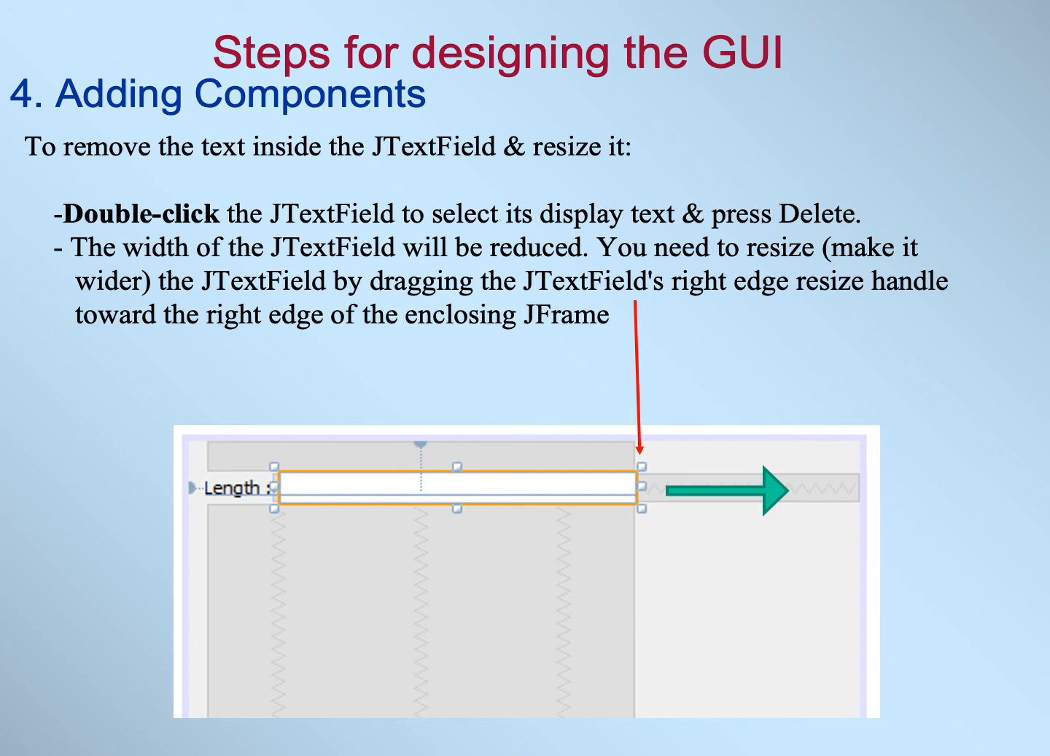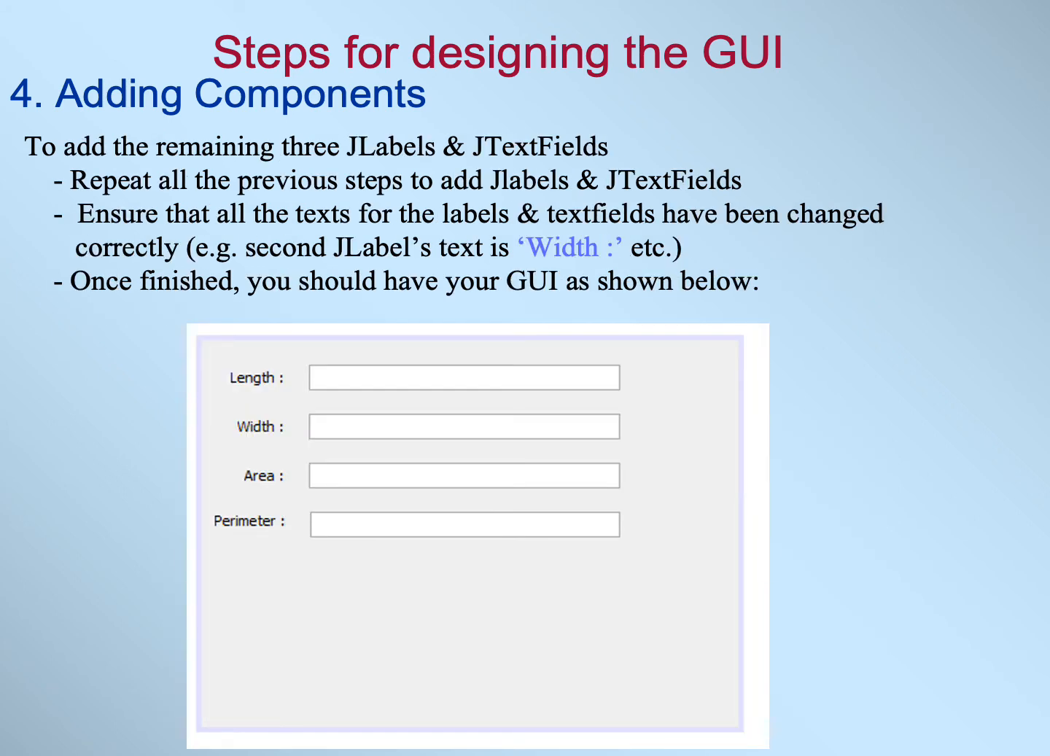To add the remaining three JLabels and JTextFields, repeat all the previous steps to add JLabels and JTextFields. Ensure that all the text for the labels and text fields have been changed correctly. For example, the second JLabel text is Width. Once finished, you should have your GUI as shown below.